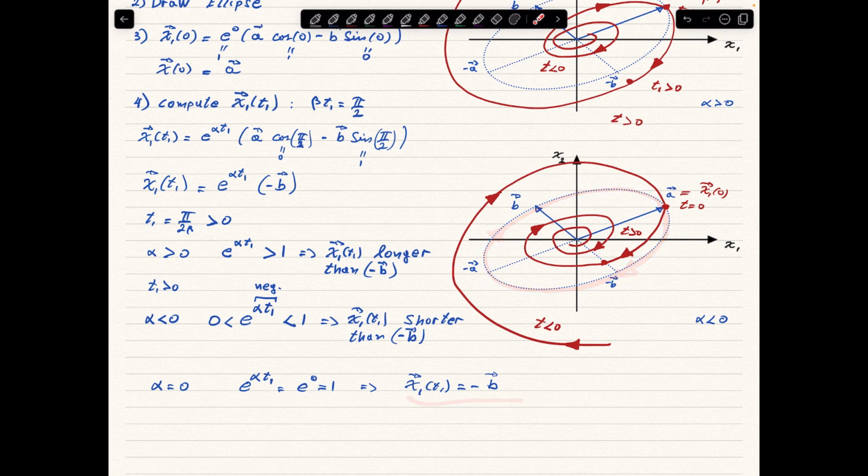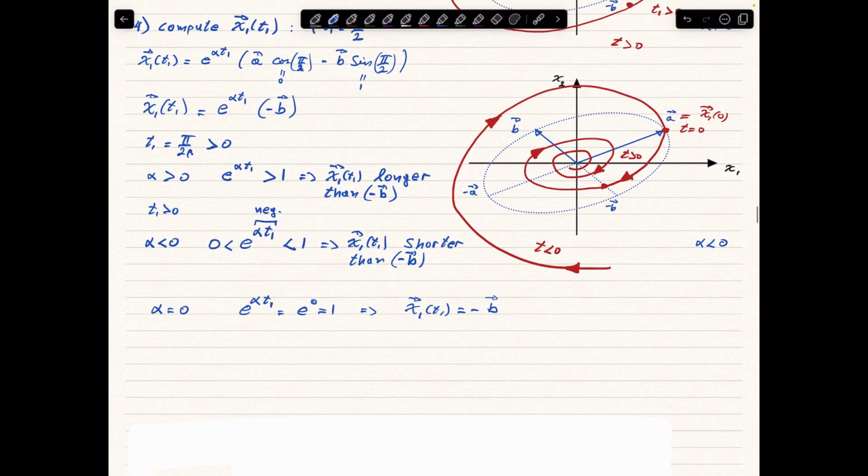So let's put it in words, because I don't have a picture for that. When alpha equals 0, then the ellipse is the phase portrait. The ellipse is the solution curve.